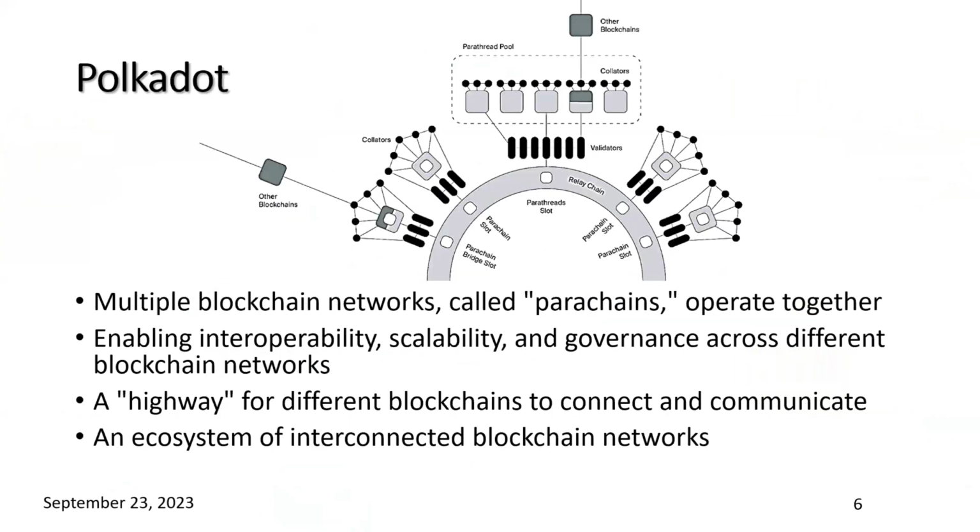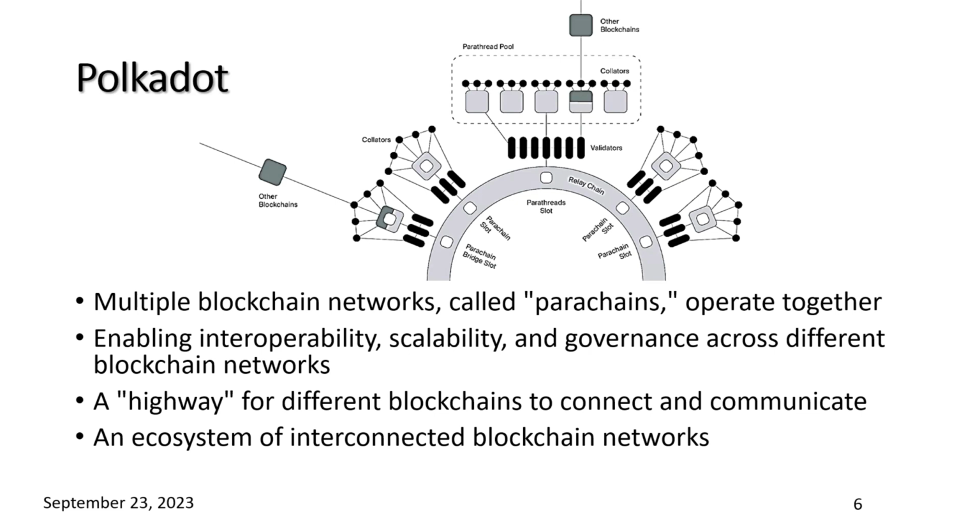Now, building on what we just discussed, let's see what Polkadot is. Polkadot is a blockchain network that allows multiple blockchain networks, called parachains, to operate together in a decentralized and secure way. It is designed to enable interoperability, scalability, and governance across different blockchain networks, allowing them to work together seamlessly.